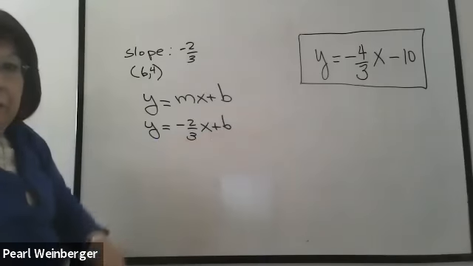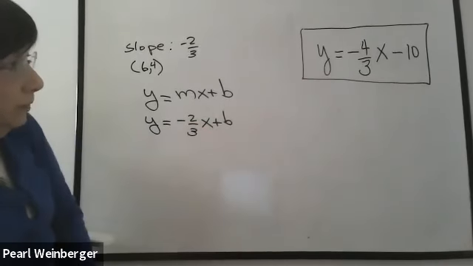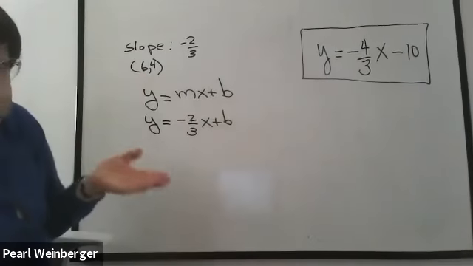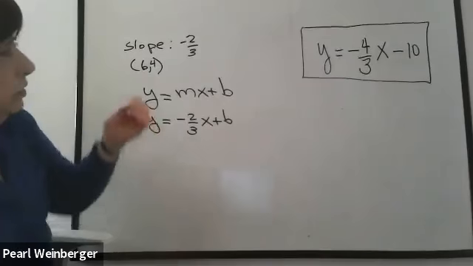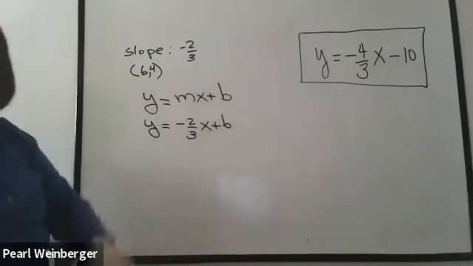But we still don't have the b. We don't have the y-intercept. So we can use that point. Notice it's not the y-intercept, but I can use it to figure out what the y-intercept is. What should I do with the (6, 4)?